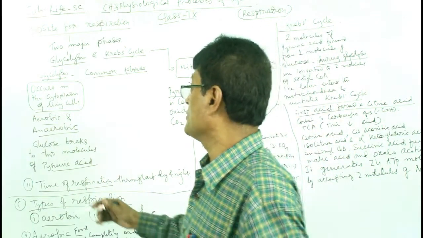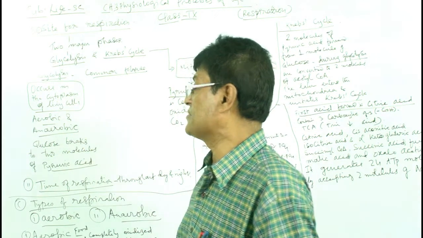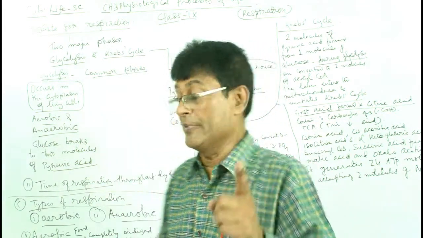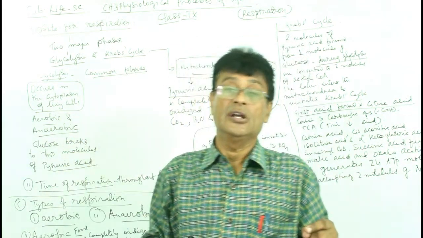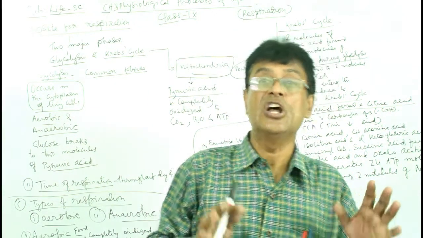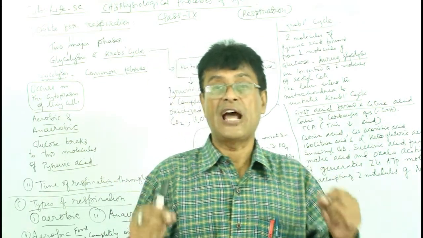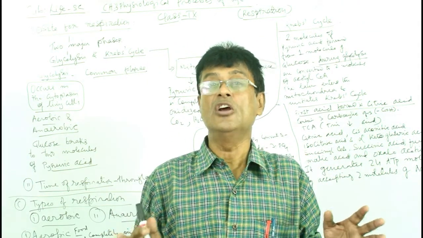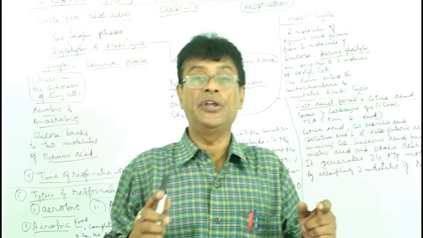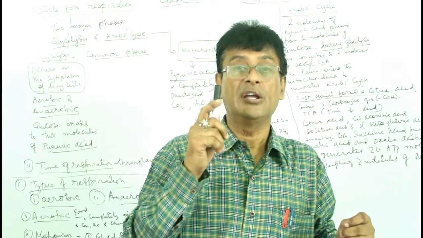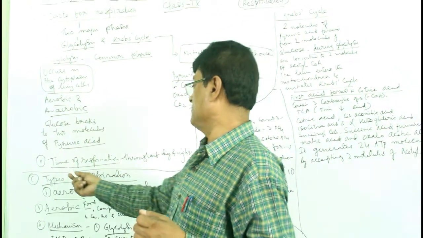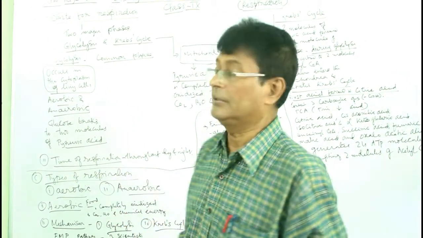So aerobic respiration happens in presence of air or oxygen. In anaerobic respiration, it happens in absence of air. Air means oxygen. I told you air has many types of gases. It is a homogeneous mixture of gases. But here what we need for respiration is only oxygen.